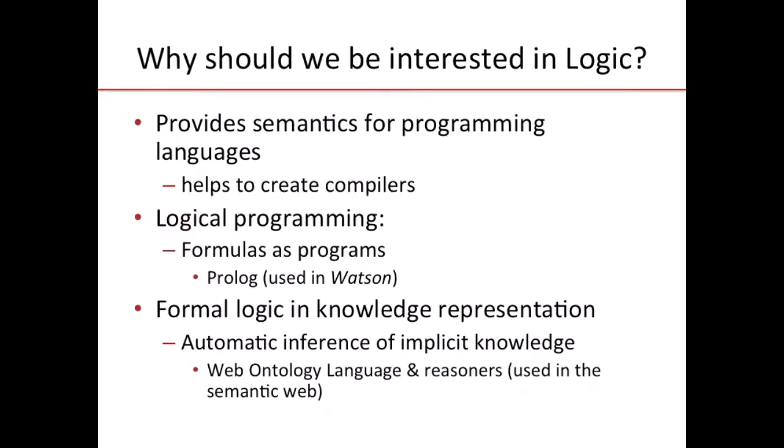There is something like logical programming where people use logical formulas as programs. An example of that is Prolog, which is used in Watson. It's not the only thing, actually. The thing that Watson does with Prolog is really a small thing, but it's a very important piece in the mosaic of how Watson achieves what it achieves. And then formal logic in knowledge representation, and this is what we're talking about today, is really a key strategy. So, for example, we needed to understand how ontologies work and how reasoners can deduce knowledge from ontologies and data.